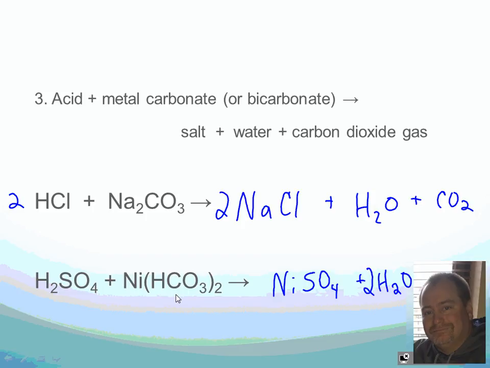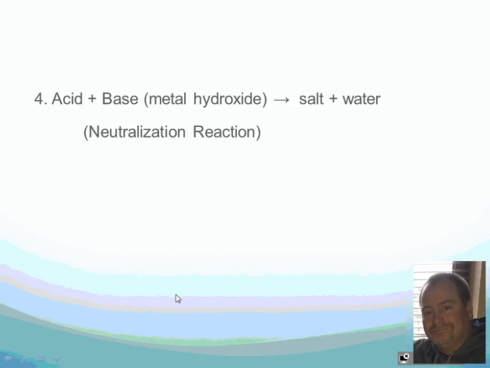Right, I didn't write a 2 because it's Roman numeral 2. We don't write Roman numerals in our formulas. Here is a special type of double replacement reaction that we even name. It is what we call a neutralization reaction. We will deal with this in the third or fourth nine weeks in depth.